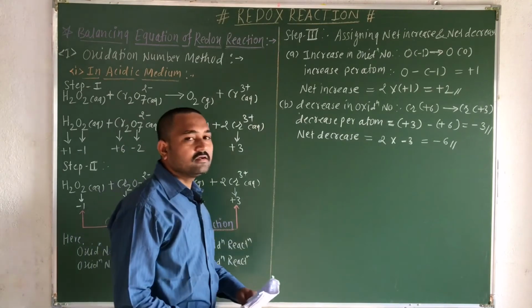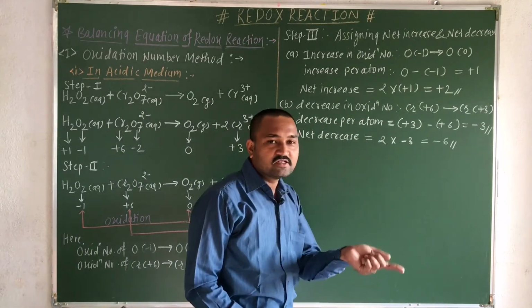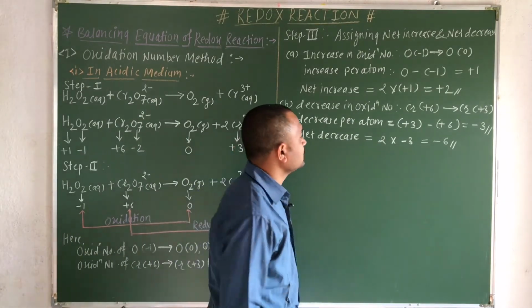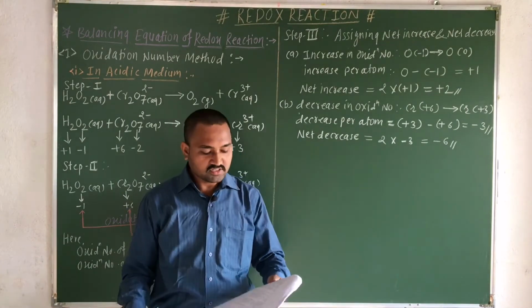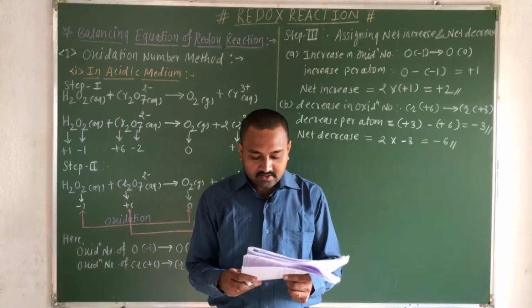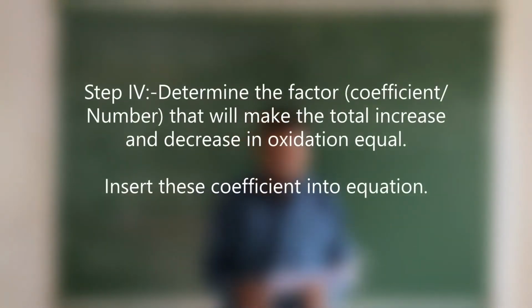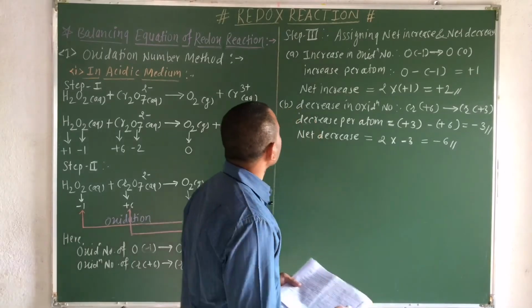But remember, what is our principle? Net increase must be equal to net decrease. So this is about your step number 3. Let's go to the step number 4th. Determine the factor or coefficient that will make the total increase or decrease in oxidation number equal. Insert this coefficient into the equation. Okay, that's it. So that is your step number 4.